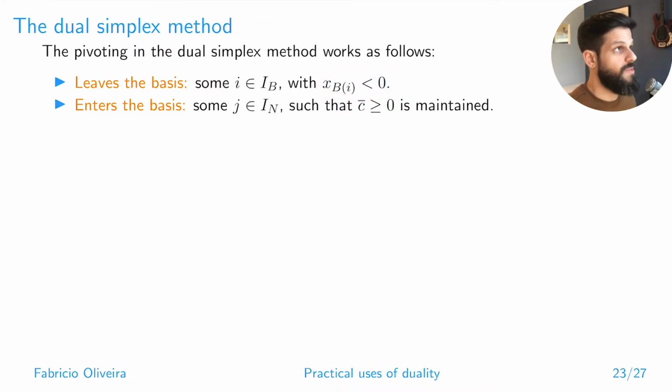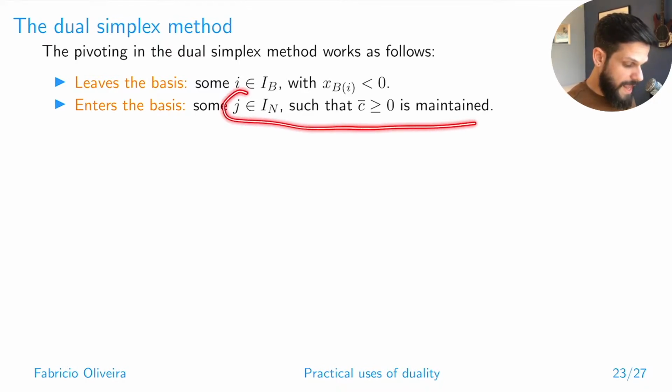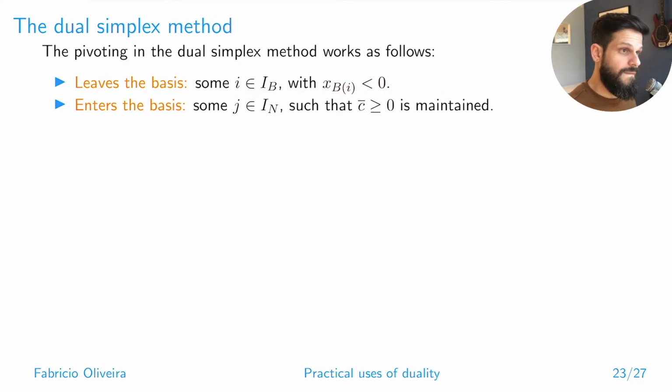Just like in the primal simplex, where we want to add to the basis those that do not satisfy dual feasibility, or that have negative reduced costs, here what is going to enter the basis is the non-basic variable that, once it enters the basis, doesn't turn the reduced costs negative. So it maintains dual feasibility.